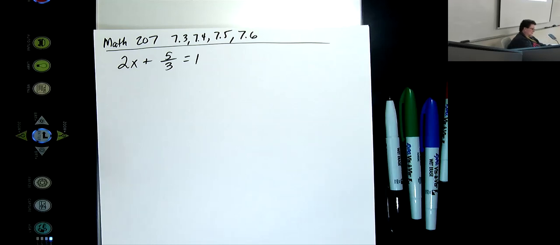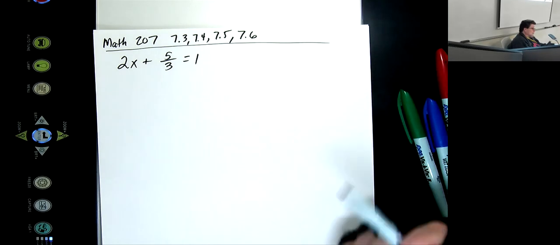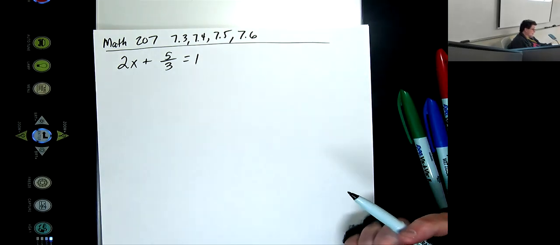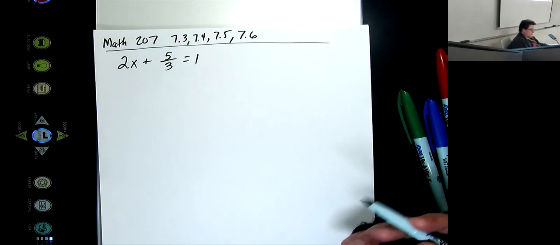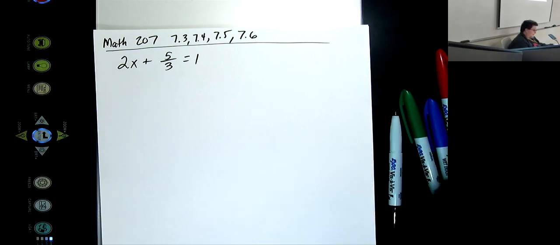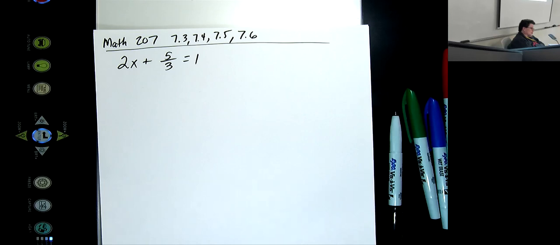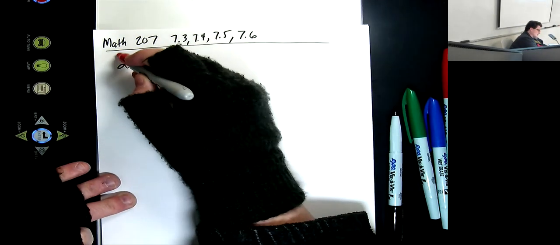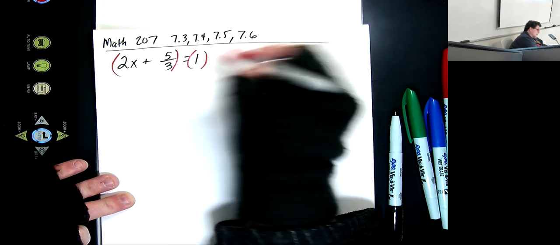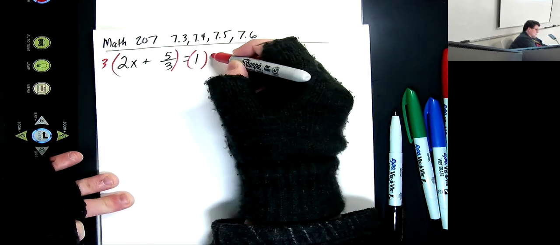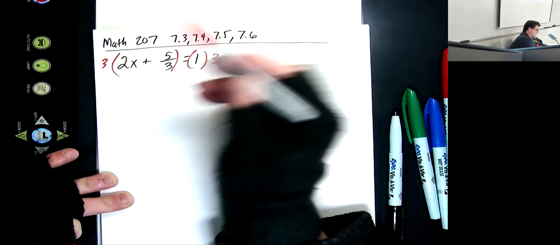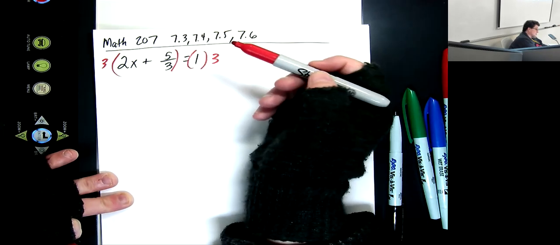All right, so I don't like working with fractions. I could subtract the 5/3 over, but I don't like doing that. So what I'm going to do is multiply through by the common denominator. This one's got a pretty easy common denominator, it's 3. So I'm going to multiply both sides by 3.